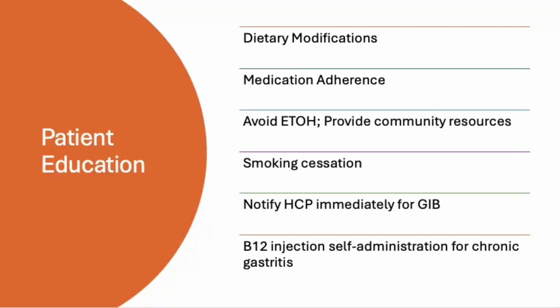Avoid alcohol, and if there's a history of abuse, providing community resources. I mentioned smoking can be a risk factor, so smoking cessation. Teaching patients how to identify and to notify their healthcare provider, or to seek emergency care for a GI bleed. And then also perhaps teaching B12 injections if patients are going to be on that lifelong regimen for chronic gastritis.